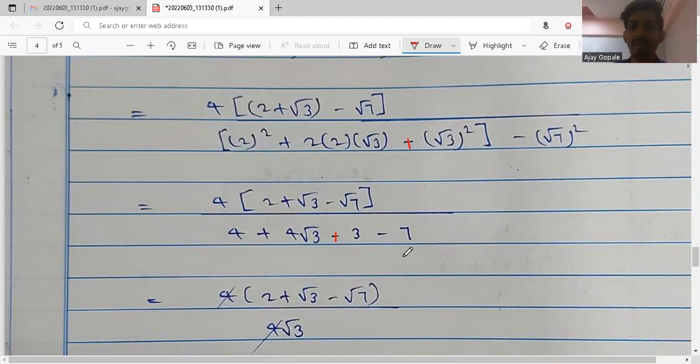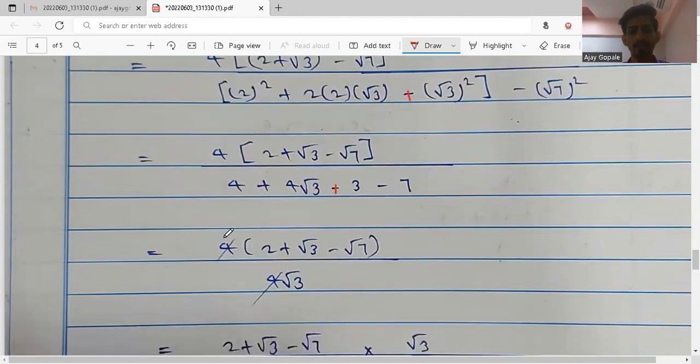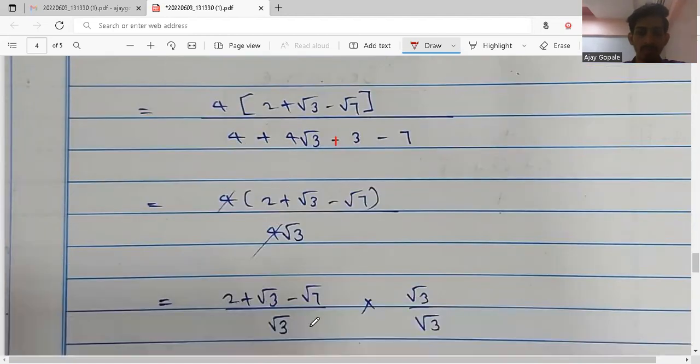That means everything is getting cancelled. What remains in the denominator is 4 √3. So in next step we can cancel this 4 and 4. So what remains over here is 2 + √3 minus √7 upon √3. But still you can see in the denominator we are having root wala number. It is not getting cancelled. So one more time we need to rationalize.